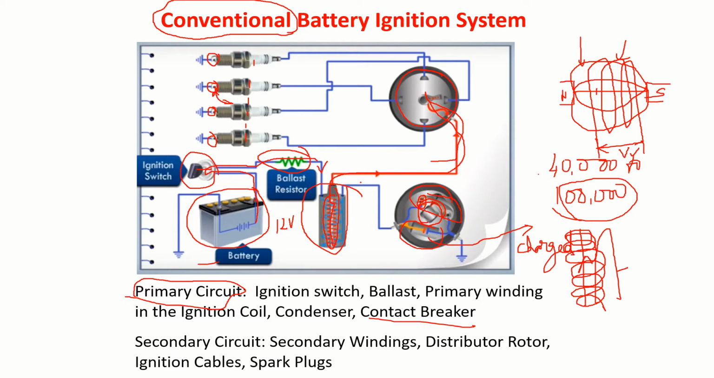Opened up means then what is going to happen? No more current will flow. And also the capacitor discharges, so the current can flow in the reverse direction and collapse the magnetic field. Again it is rotating, and when it makes contact again it builds up. Again it collapses, builds up, collapses, builds up. Because of this, the rate of cutting will increase and a high voltage will be induced. That's how I said 40,000 to 100,000 volts gets induced. It will come here.